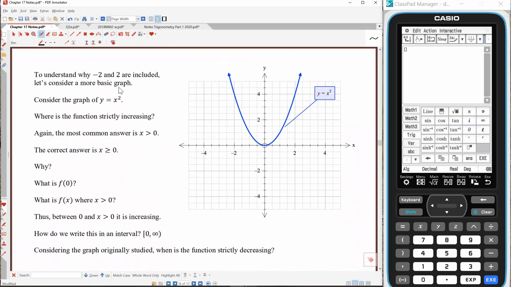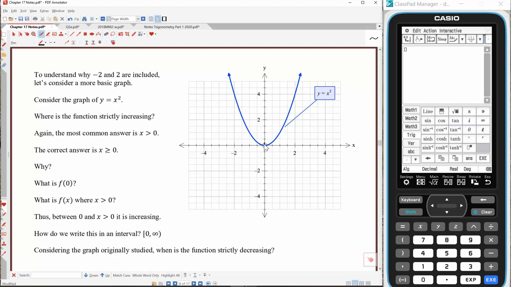So to understand why -2 and 2 are included, let's consider a more basic graph. Consider the graph of y equals x squared. When is the function strictly increasing? Again, most students will say, oh, it's from 0 onwards, but you can't include 0 because that's a stationary point and there's a 0 gradient there. But actually, I'm not asking whether it's a stationary point or not. I'm asking whether I'm going to get an increase.